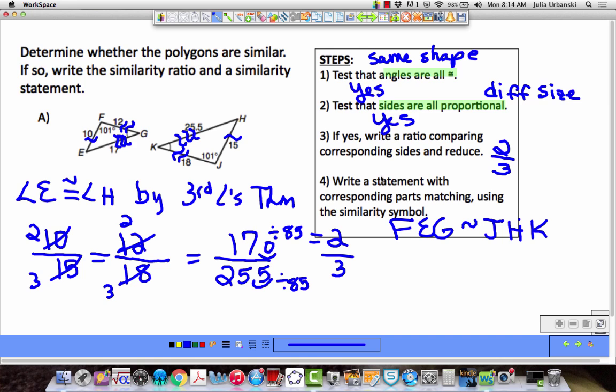Alright, so those are the 4 things you have to do. This is the test to prove it, and then this is what you can do with it. This is called a similarity statement. I want you to know that that's what it's talking about when they ask you for a similarity statement. I want you to know that that's what it's called when they ask you to do it.